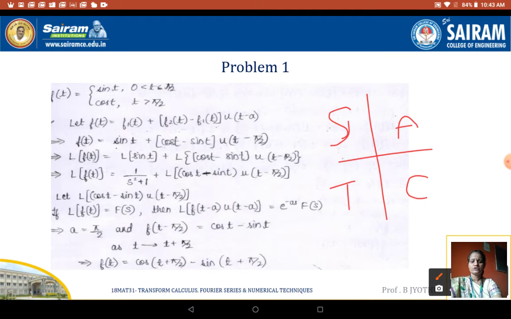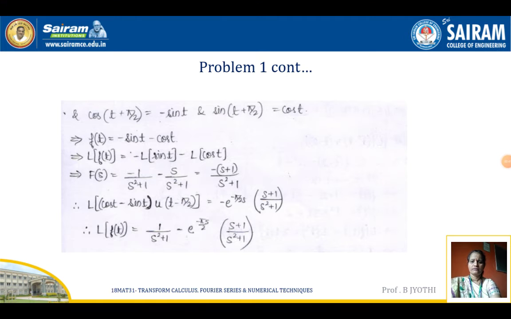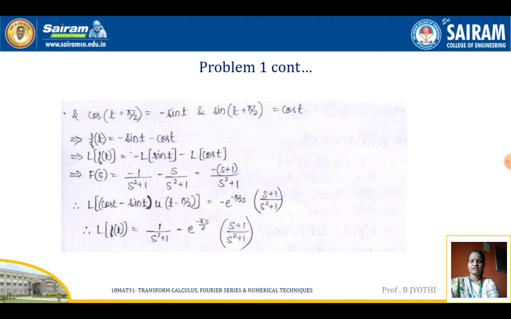So when I take cos of t plus pi by 2, what happens? Pi by 2 plus something will be in the second quadrant, and cos will be negative there. Whereas for sine it is positive, and when pi by 2 is added, it will become cos t. So cos of t plus pi by 2 is minus sin t, and sin of t plus pi by 2 is cos t, and therefore the function is equal to minus sin t minus cos t.